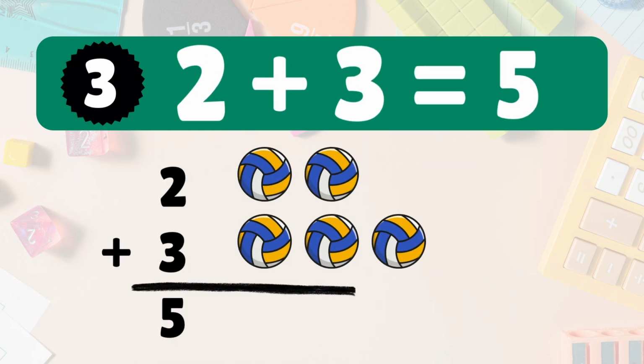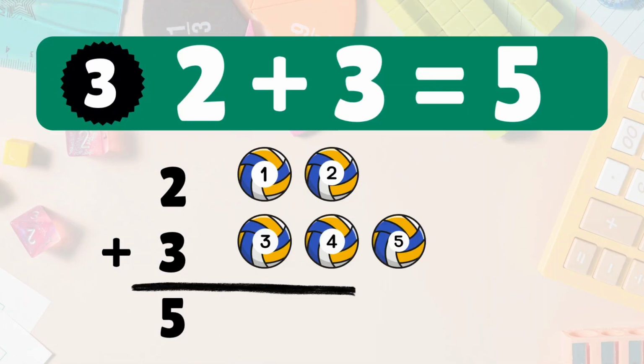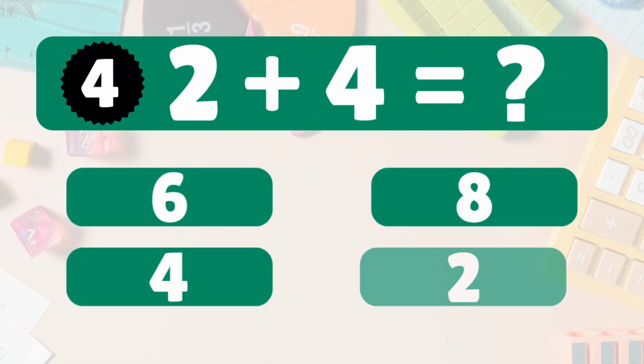Two plus 3 equals 5. Let's count. 1, 2, 3, 4, 5. High five. 2 plus 4 equals what? Think.